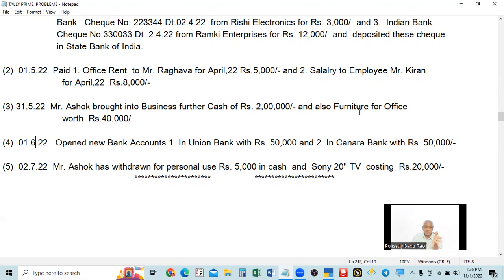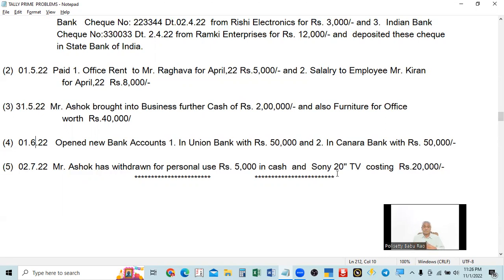Asset means we will write the asset name. But here he has taken cash for personal use as well as a Sony TV. Sony TV is not an asset. If he is taking old furniture, we will write furniture account. But Sony TV is our goods, inventory, the goods with which we purchase and sell. It is entered in the purchase voucher when we purchase it.